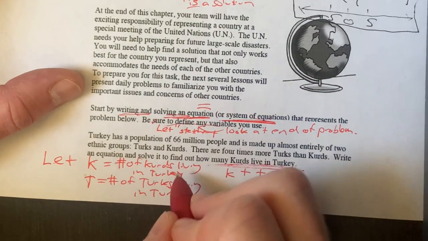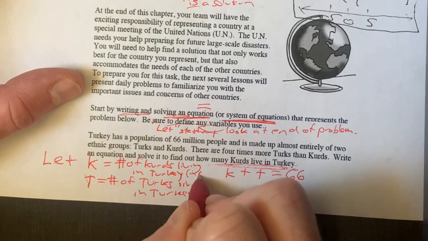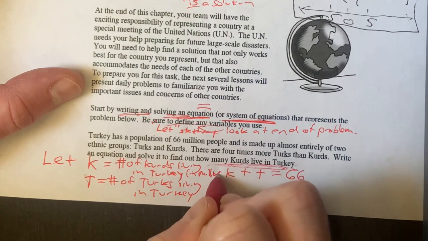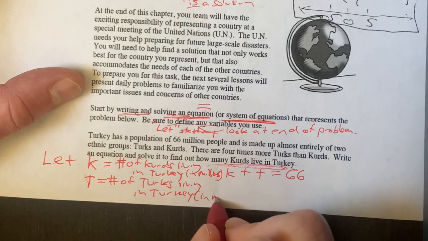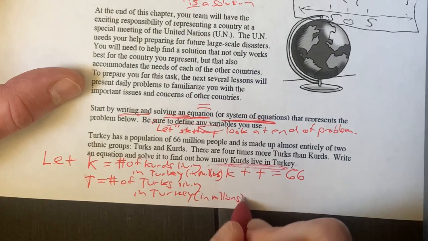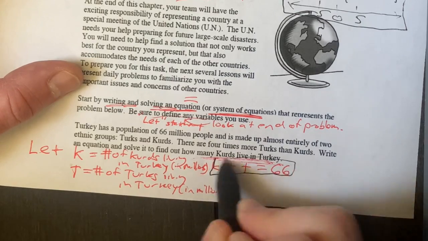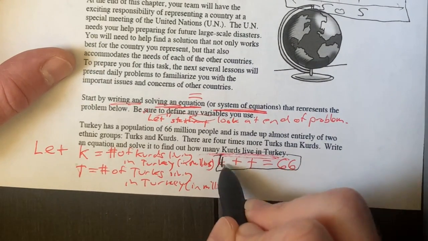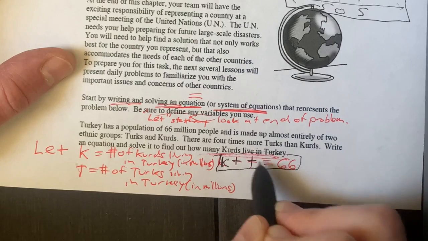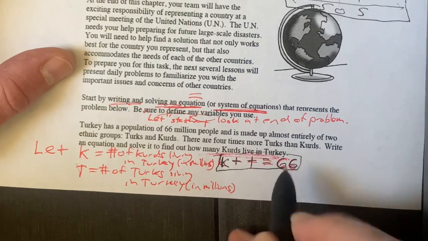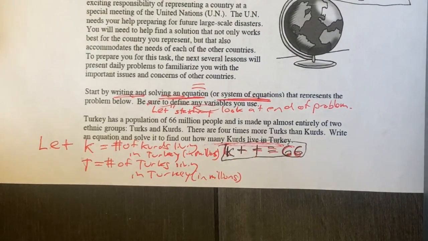I might do number of Kurds living in Turkey in millions. So I'm actually going to define how this is measured. It's going to be measured in millions, and that's going to allow me to set up my first equation with just a 66 there: k plus t equals 66, rather than having all these zeros. So that's the beginning of my problem.